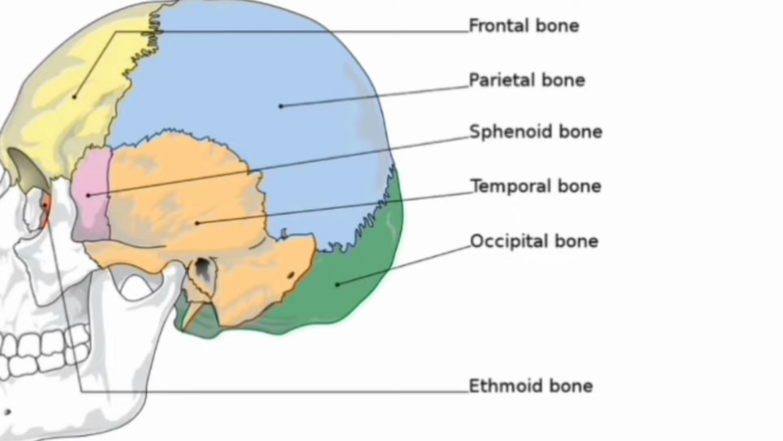The bones of the cranium, as you can see in this image, are one frontal bone, two parietal bones, two temporal bones, one occipital bone, one sphenoid bone, and one ethmoid bone. Now that we have the basic information about the skull, we are going to see the frontal bone.